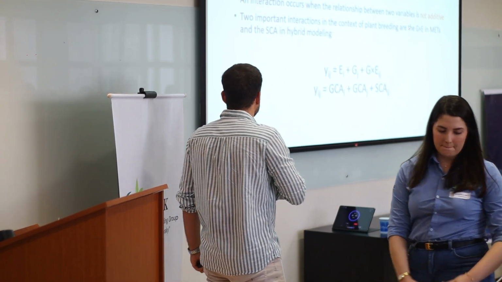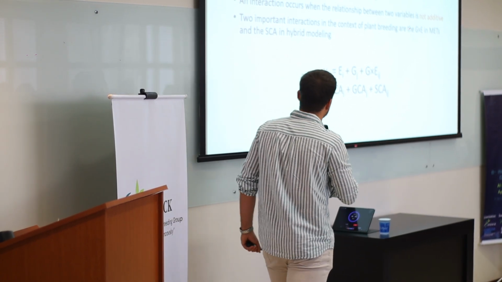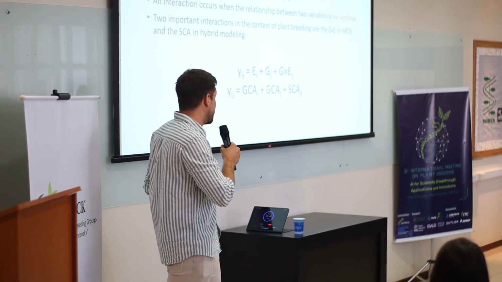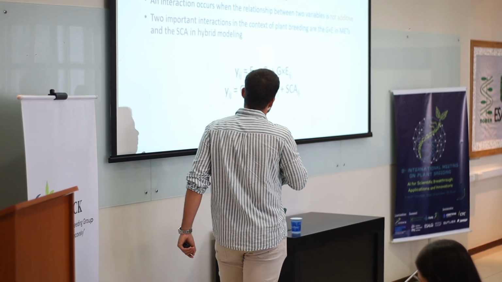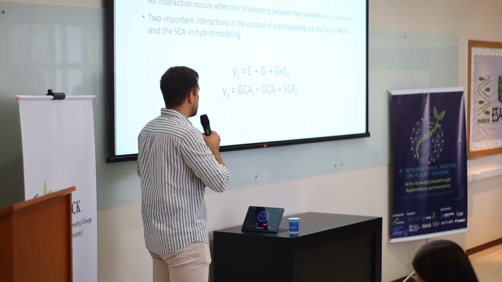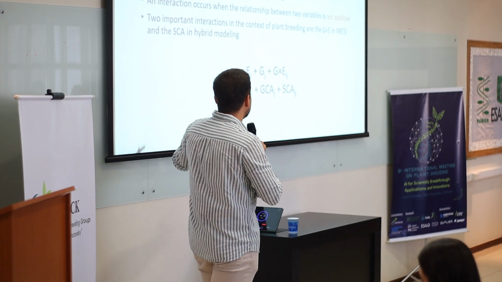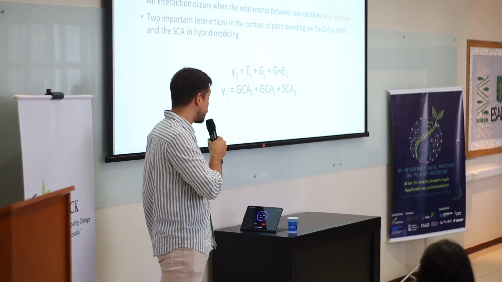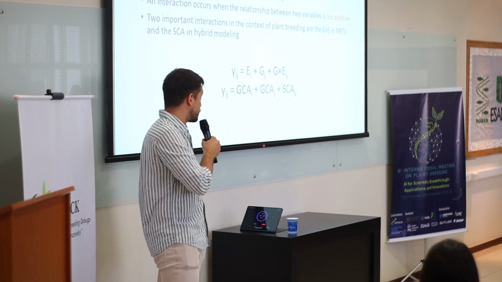So in the context of plant breeding, we have two important examples of interaction. One is the G by E, the genotype by environment interaction, and the other is the specific combining ability when we talk about modeling hybrids. So in the first equation, we could say that the phenotype of the environment i and the genotype j depends on the environment plus the genotype plus the G by E interaction. And in the same way, the genetic value of a hybrid depends on the general combining ability of one of the parents, the general combining ability of the other, but also the interaction, the SCA, which usually models the dominance.